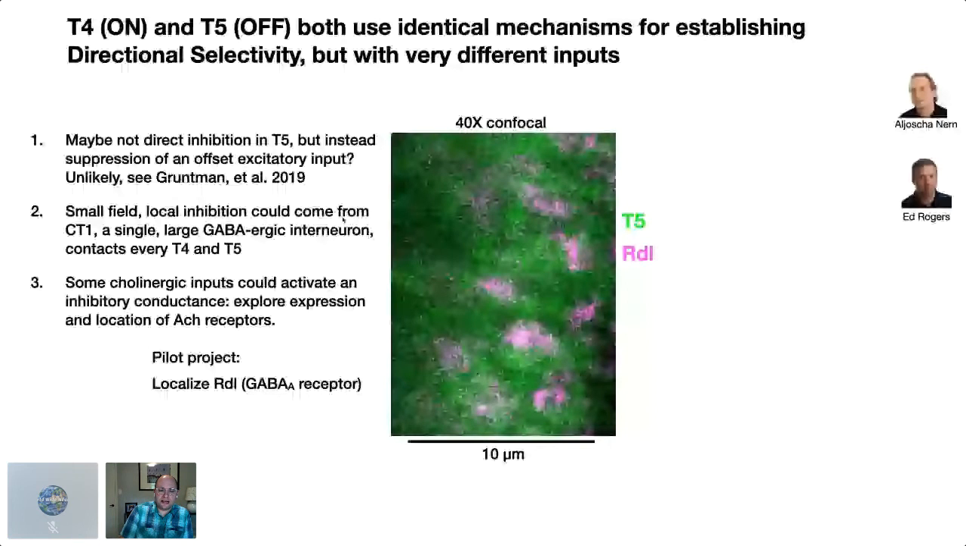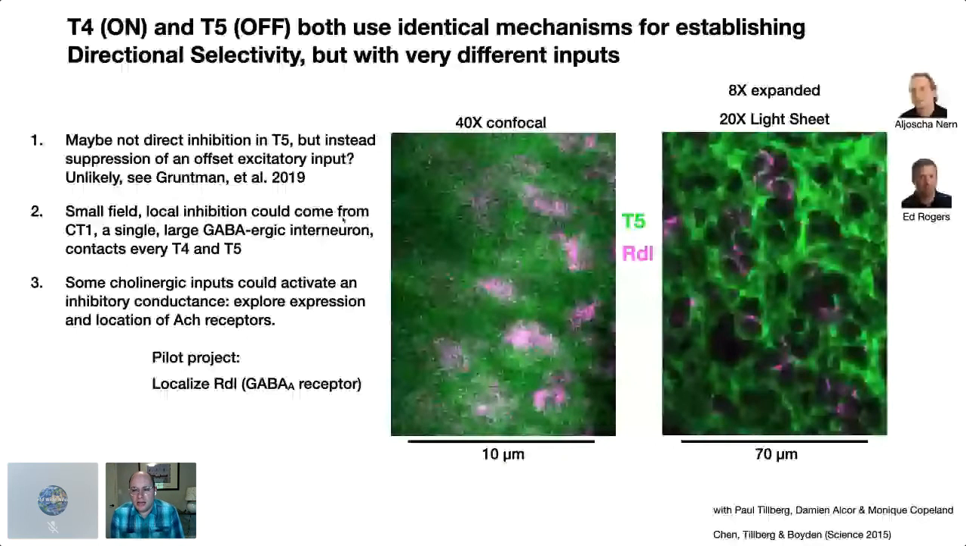And so we've tried to localize that on the dendrites of T5. And so you quickly run into a problem here. This was a project of Ed Rogers in the lab, which is the neurons are very small, and with confocal, it's quite hard to localize these things. And then there's a general question about how localized the expression is to begin with. So we pursued this localization of expression with expansion microscopy. Ed collaborated very closely with Paul Tilburg, one of the inventors of the method.